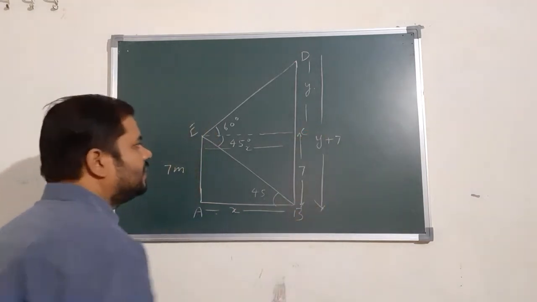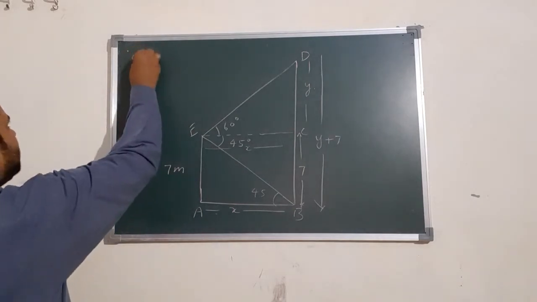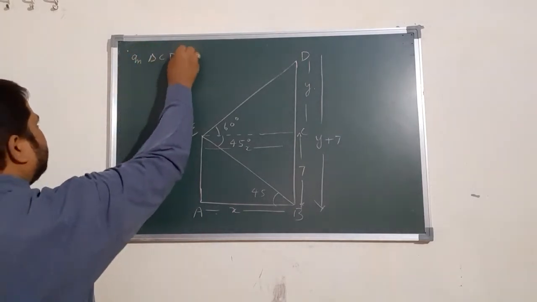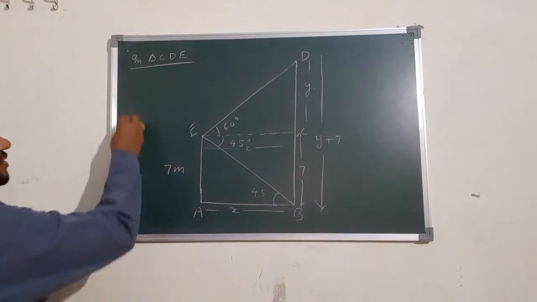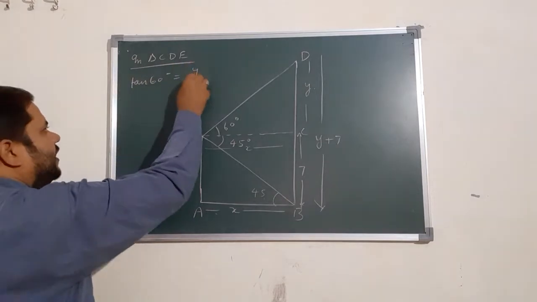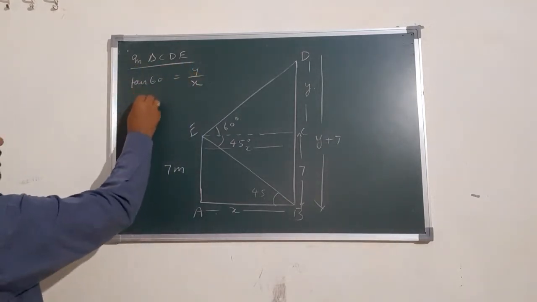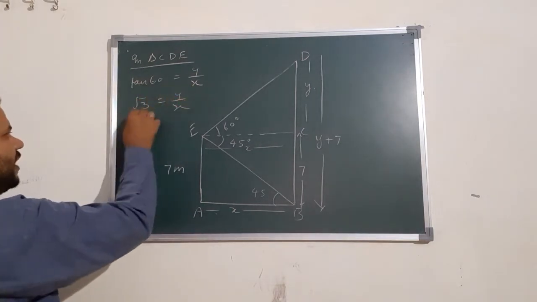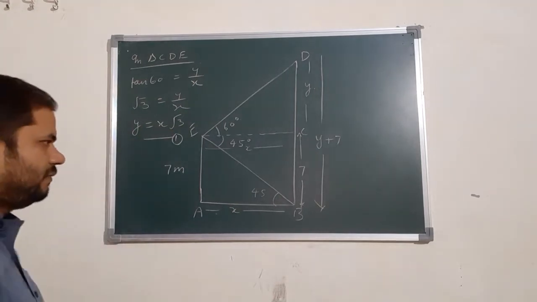Okay. Now first we see in triangle CDE, we have tan 60 is equal to Y by X. So tan 60 is what? Root 3. Root 3 equals Y by X. So Y becomes X root 3. This is equation number 1.